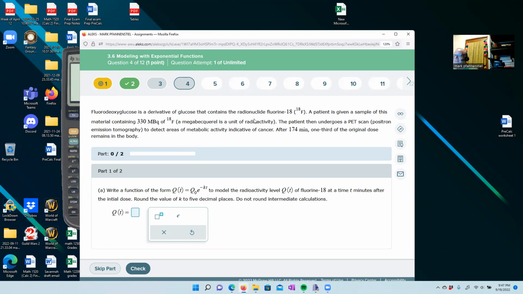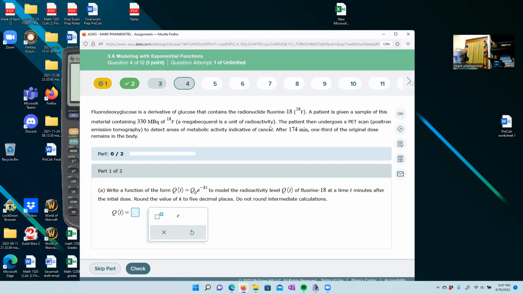So we have some kind of radioactive fluorine here. Fluorine 18. Again, this is the isotope of fluorine that we happen to be talking about. As we call it, the green fluorine. This doesn't matter. A patient is given a sample of this material containing 330 megabecquerels. That's a unit of radioactivity. It's the current SI unit. Curie is the old unit. We don't use curies anymore.